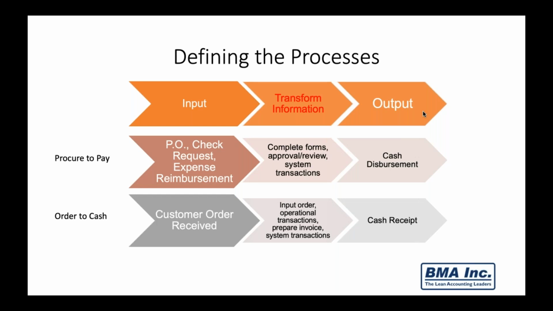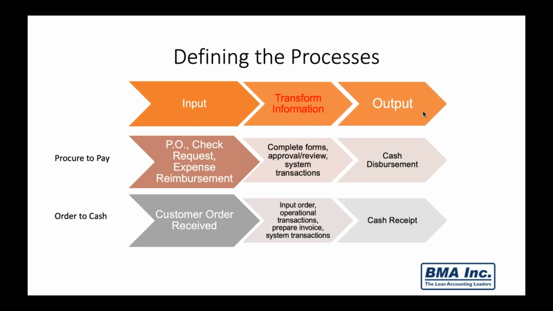Now, the great part about procure to pay and order to cash, when you look at them in terms of the entire process, is they're sort of like mirror images of each other. And most companies do both. So there are a lot of common problems in terms of quality issues, and there are a lot of common solutions, which we'll talk about as we go along.